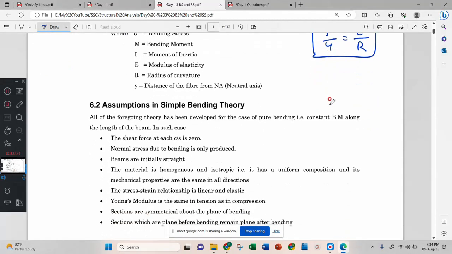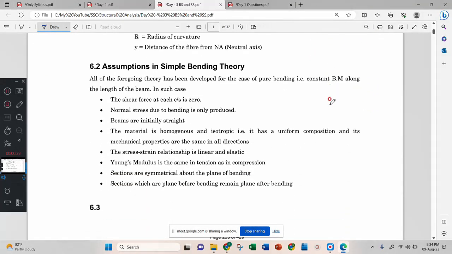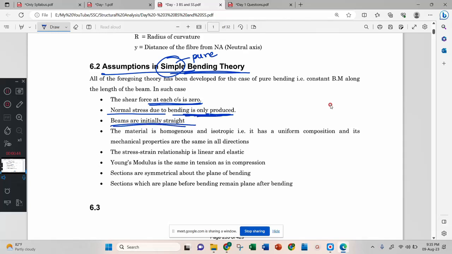Now, very important: assumptions of simple bending theory. Simple bending theory or pure bending theory, both are the same. Shear force at each cross section is zero. Only normal stress due to bending is produced. Beams are initially straight. This is common sense. Material is homogeneous and isotropic everywhere. It has a uniform composition and mechanical properties, the same in all directions. The stress strain relationship is linear and elastic.